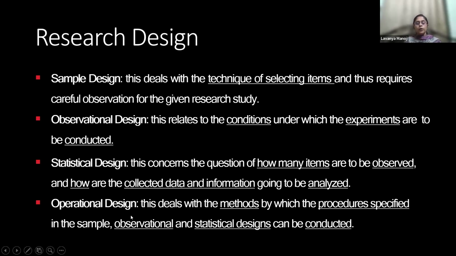And so how will you go with the operational design? With the procedure specified, you will get the data collected from the observational design and the data collected from the statistical design. Based on that, the operational design: what operations you are going to carry out after you have got the results by going on with the statistical design. You have to work it out at the final stage. So this is how the research design has to be put forward before going on with the actual research.